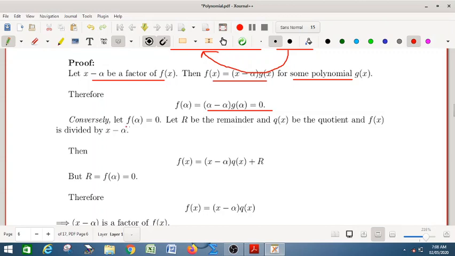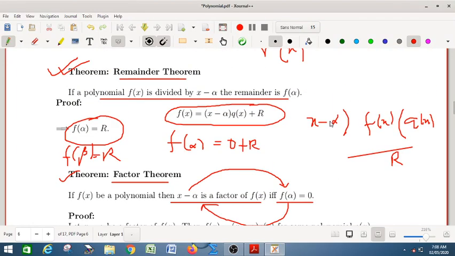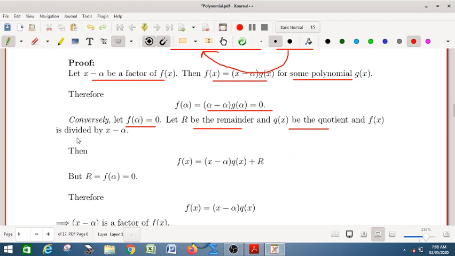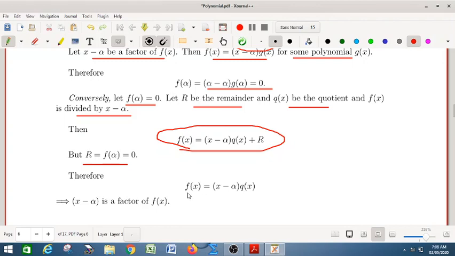Now conversely, suppose f(alpha) is 0, and let r be the remainder and q(x) be the quotient. Then when f(x) is divided by x minus alpha, f(x) is equal to (x minus alpha) into q(x) plus r. Now r is 0 because f(alpha) is 0. If you substitute alpha, it will be 0, so r is 0. Therefore f(x) is equal to (x minus alpha) into q(x). q(x) is some polynomial, so it implies that x minus alpha is a factor of f(x).